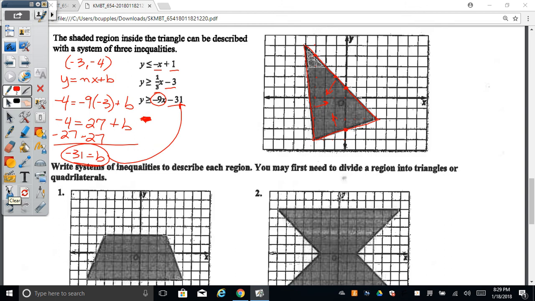Now, I will tell you this. Some of these you can just count. Like number 1, if you want to just count this slope right here until it gets back to the y-intercept, you can do that. But some of them you can't count. And so like this one right here, you can count this slope until it gets back to the y-intercept there.